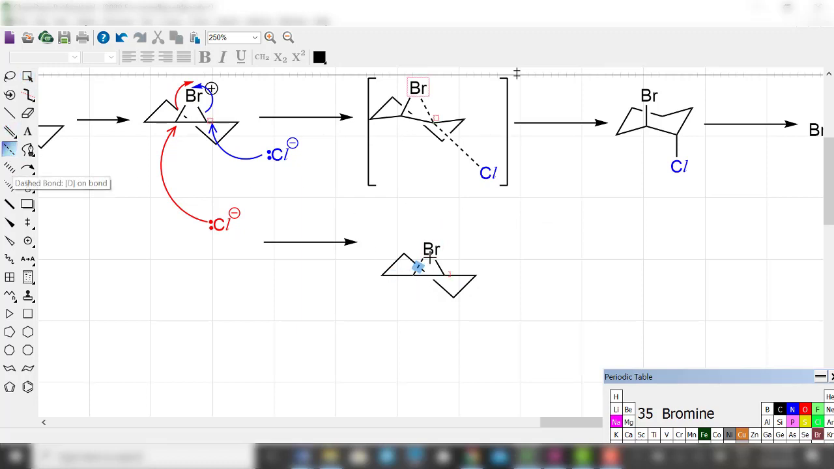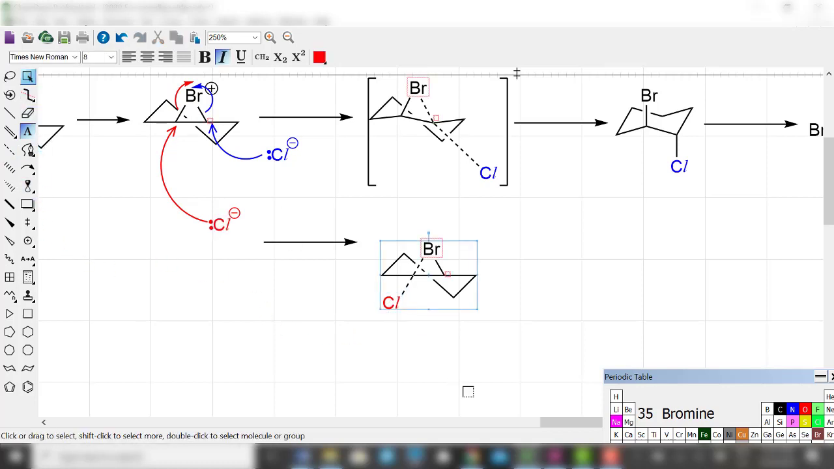So developing, this thing is about to break, and then the CL is about to form. I'm just going to paste the red CL over, and now this will look a little bit interesting. So remember, my BR is going to move towards a pseudo-axial position, so it's just going to move out a little bit. And then I'm going to push this carbon up a little bit as well. And then the Cl is going to the pseudo-axial position as well.